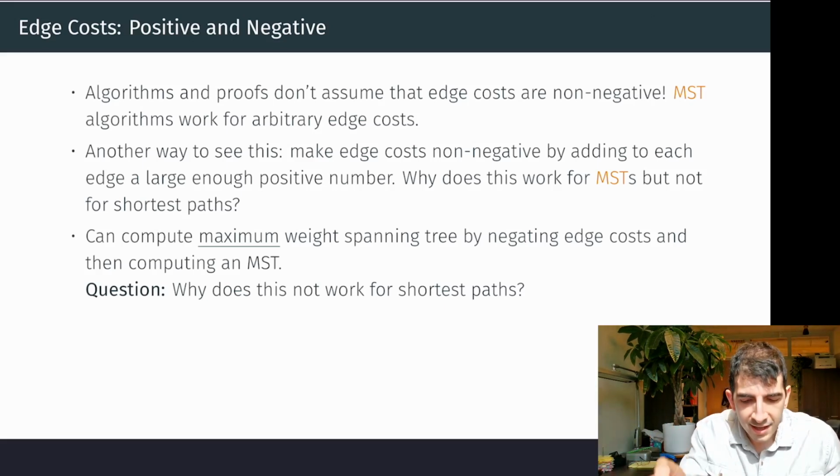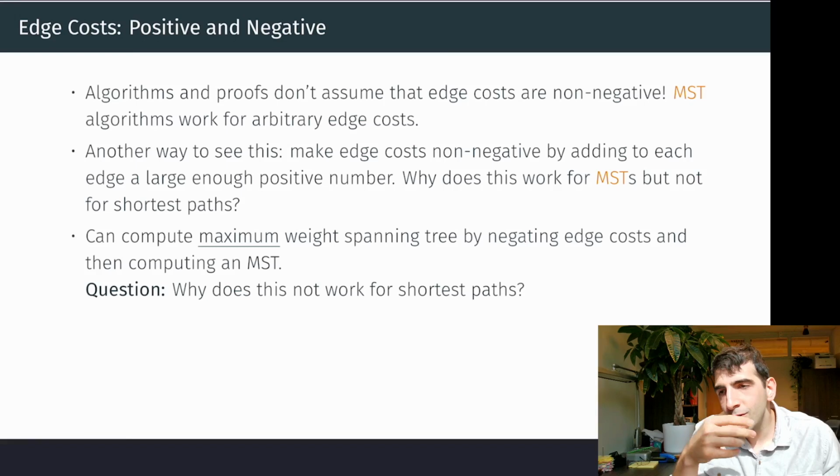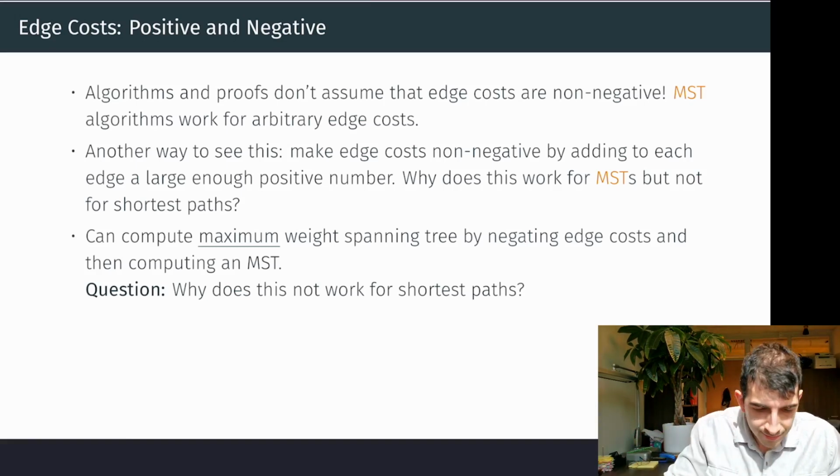But in the case of shortest paths, we're comparing the lengths of paths, and because we're comparing the lengths of paths, renormalization like that doesn't work. Okay.